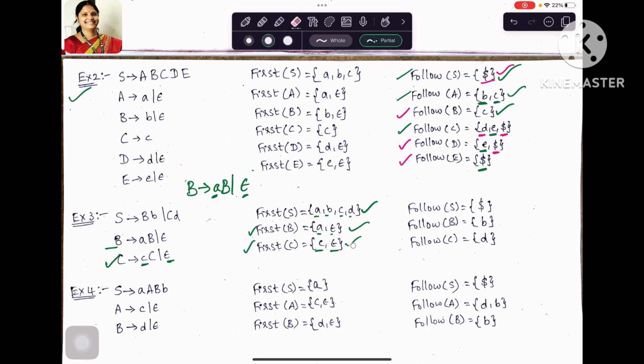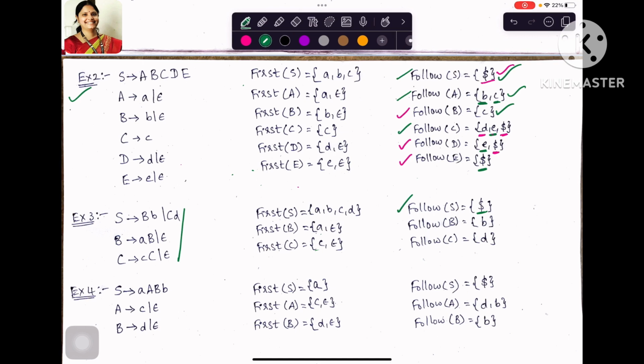So this is the first of B and this is the first of C. Now let us calculate the follow of the given productions. To calculate follow of S, so S is a starting symbol, we place dollar as a result, and we don't find S in the right hand side of the productions. To calculate follow, we should find the terminal symbols in the right hand side of the productions.